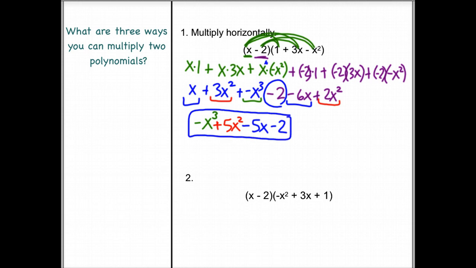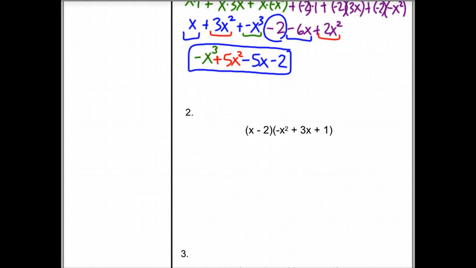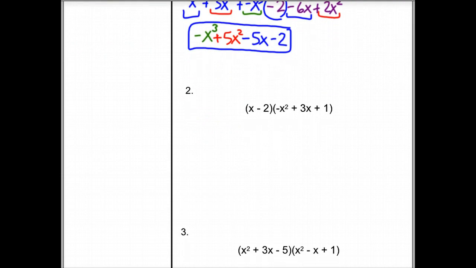So that's how we multiply horizontally. That just means we're going to distribute each term from the first binomial. The second way we can multiply polynomials is we do it vertically. So let me show you how we would set that up.